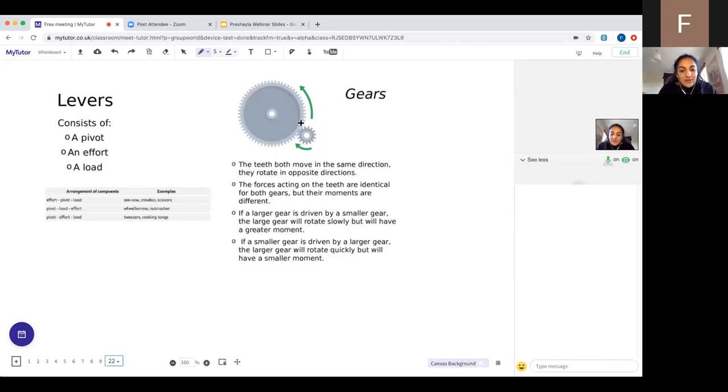Conversely, if a smaller gear is driven by a larger gear, the larger gear will rotate quickly, but will have a smaller moment. So just something that kind of needs to be memorized, one of those laws.